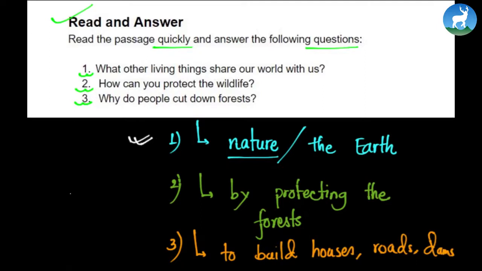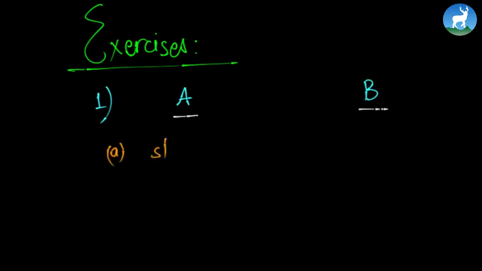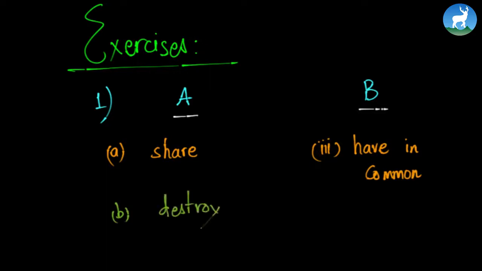Now, let's look at some of the questions from the comprehension section of the book. We shall go to the exercise portion. The first exercise is match the following, in which we are going to match column A with column B. The first word we have is share. What does the word share mean? The answer is number 3, which is have in common. The next word, B, is destroy. What does the word destroy mean? It means damage badly.